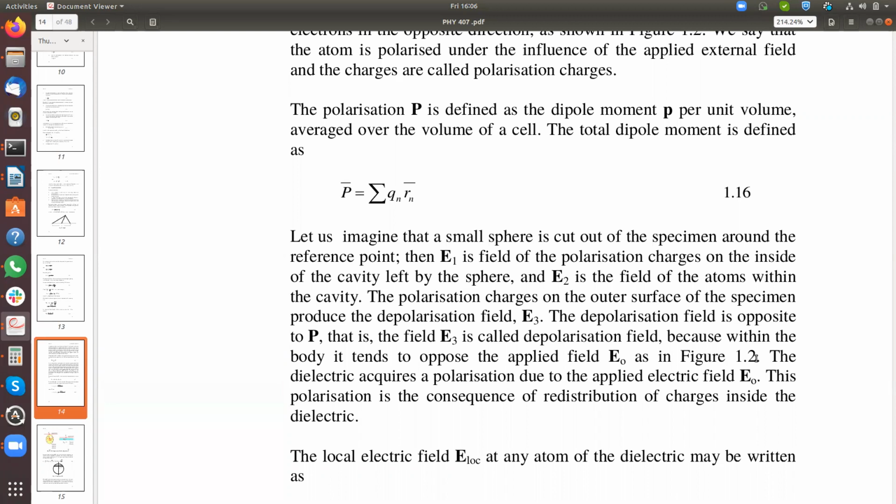For example, if you look at the sphere, you will see that on one side we have the negative charges and on the other side the positive charges. And now we have E0, which is the applied field across this. You see that the depolarization field, EDP, is in the opposite direction to P itself. If you look at the cylinder, the same thing applies: the applied field E0 is going in the opposite direction to EDP.